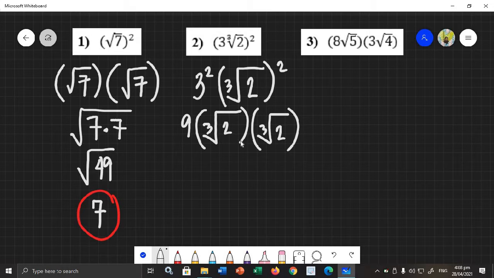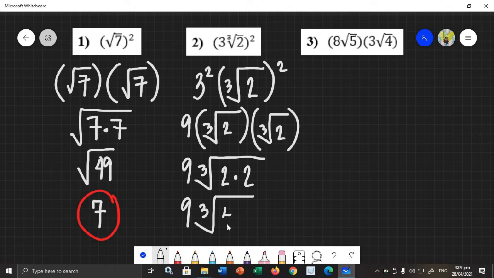As you can see, they both have the same index. Just like what we did in our first example, we write the given in a single radical sign and multiply the radicals. We now have 9 cube root of 2 times 2, which is 4. Observing this, it is already simplified. We cannot factor out 4 because it has no factor that is a perfect cube. Therefore, this is now the product: 9 cube root of 4.